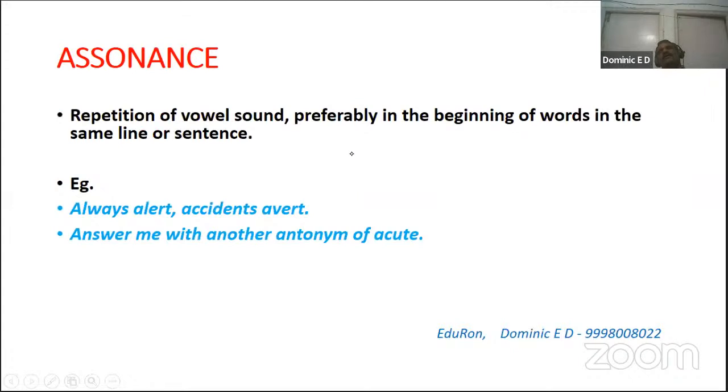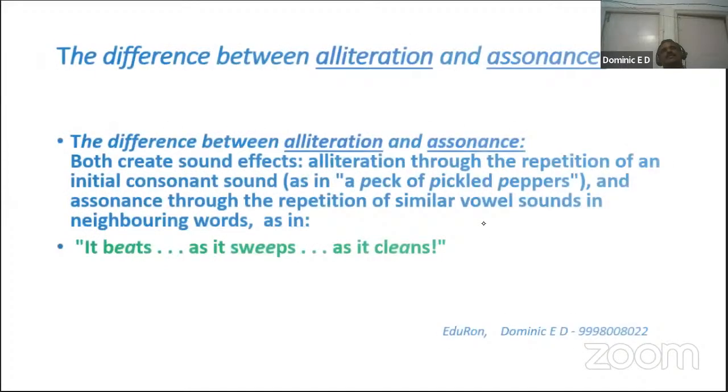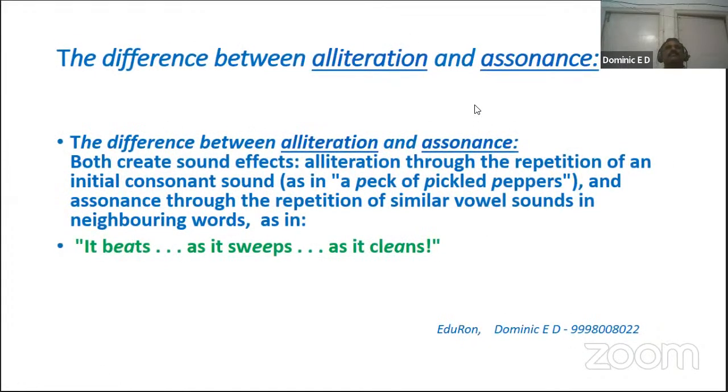Assonance, I have already explained this one. Example: an answer me with another antonym, acute. The A sound is again repeated over here. Assonance is vowel sound repeated. The difference between alliteration and assonance is both create sound effects. Alliteration through the repetition of an initial consonant sound, as in a peck of pickled pepper. And assonance through the repetition of similar vowel sounds in neighboring words. It beats as it sweeps, as it cleans. The sound is repeated.